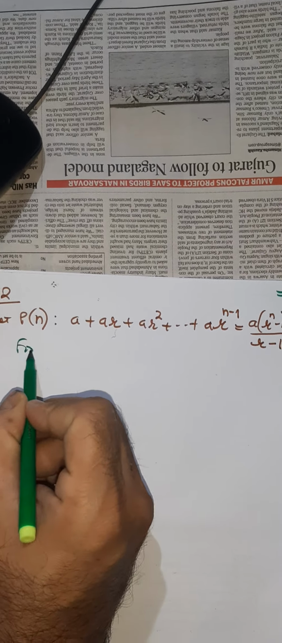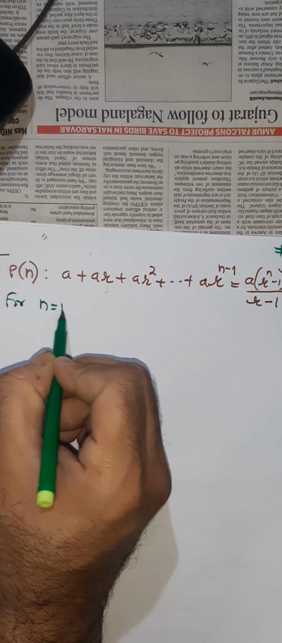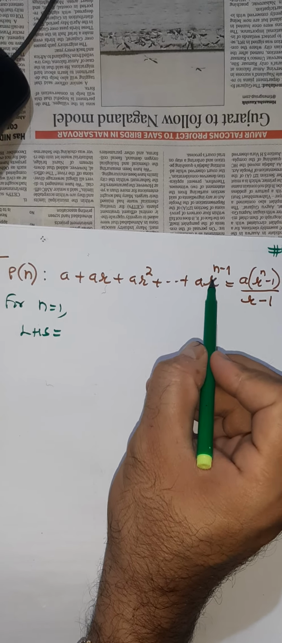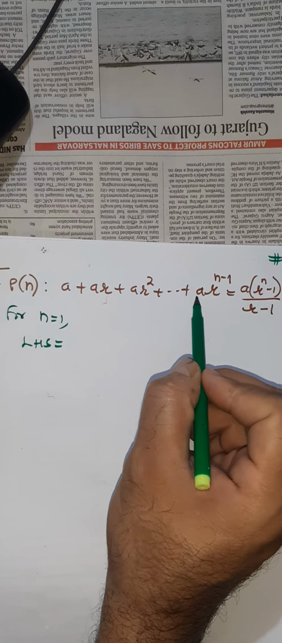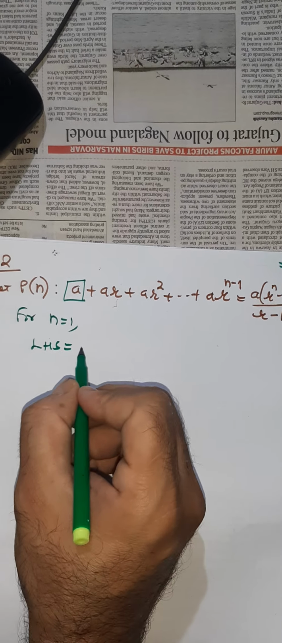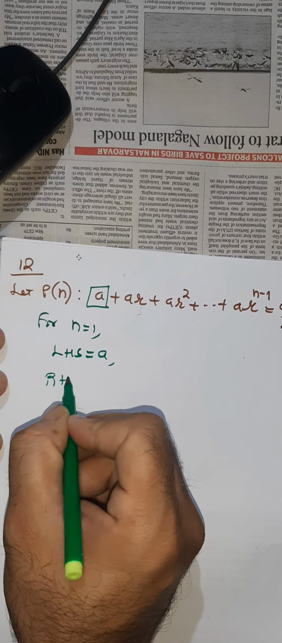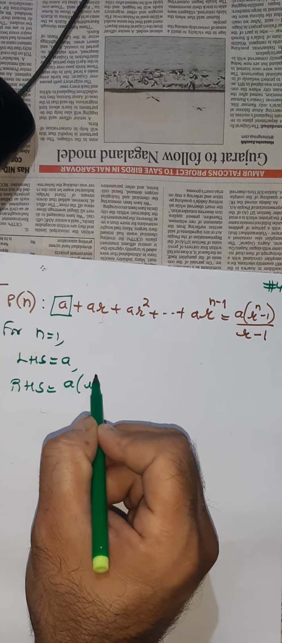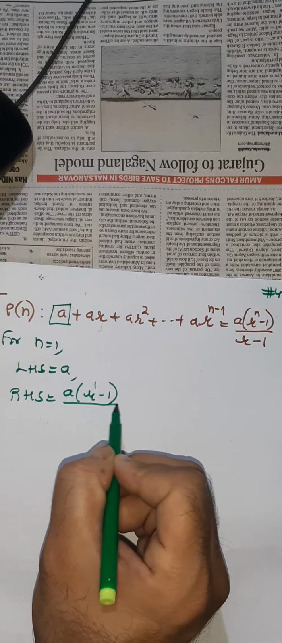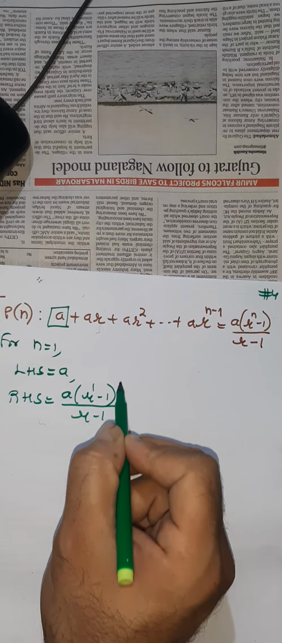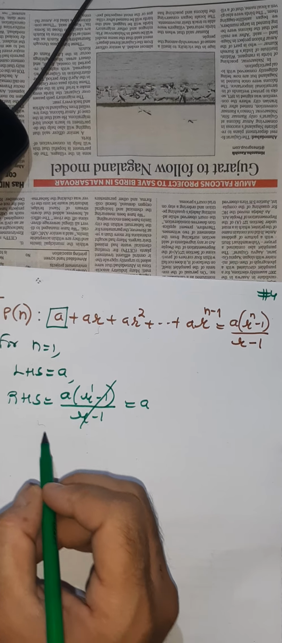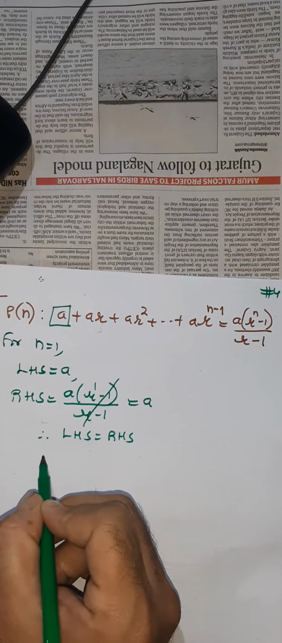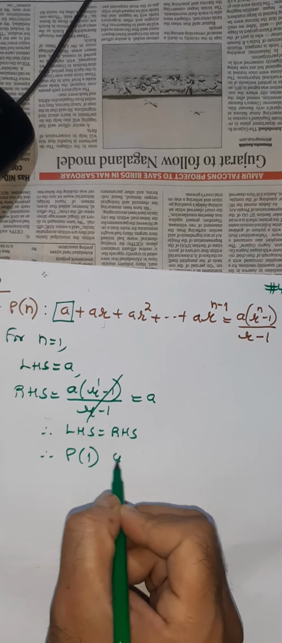So for n equals 1, on the left hand side, LHS, put 1 here. So r raised to 0, that is 1. So just a, that means this much only. Go to the right hand side. What is RHS? Put 1 here. So a into r raised to 1 minus 1 upon r minus 1. So this will get cancelled. This is a. So therefore LHS equals RHS, and therefore P of 1 is true. This is the first part.